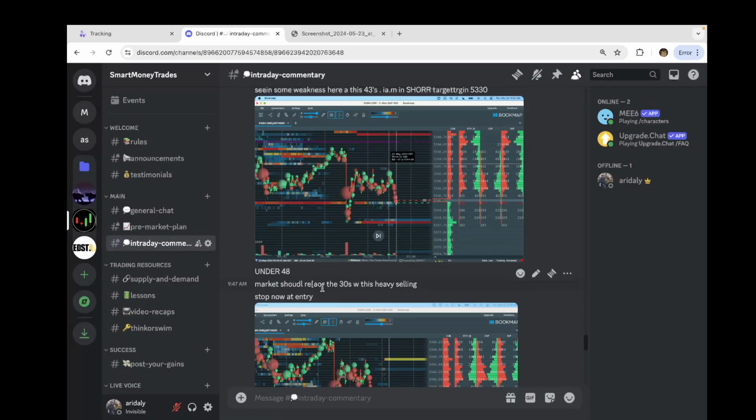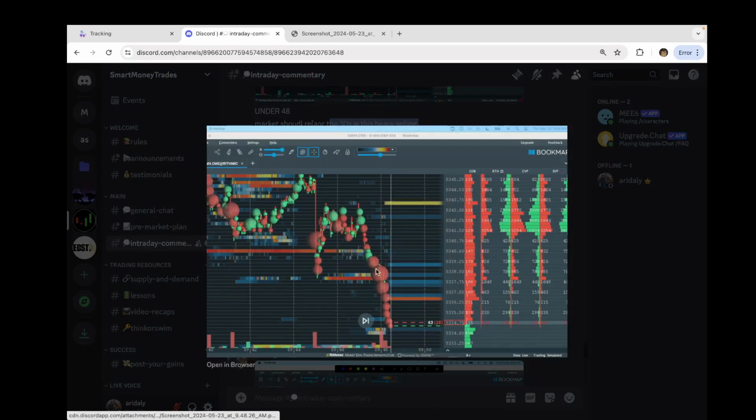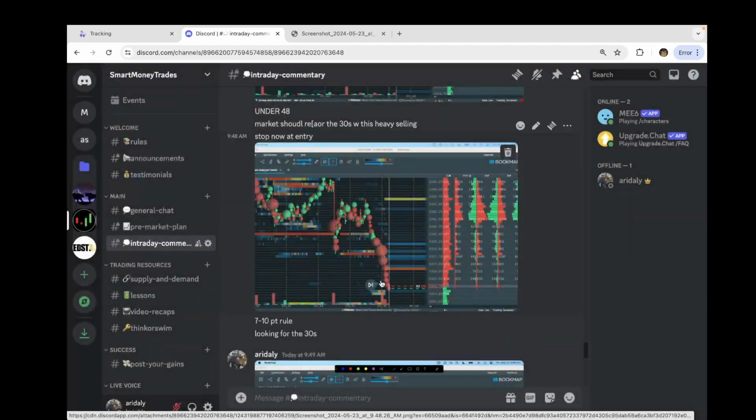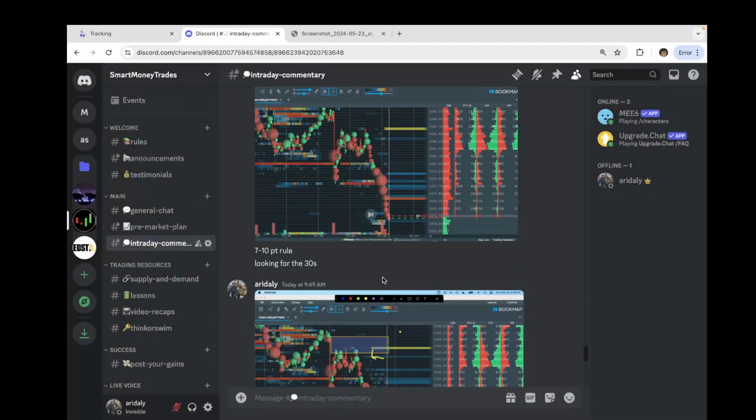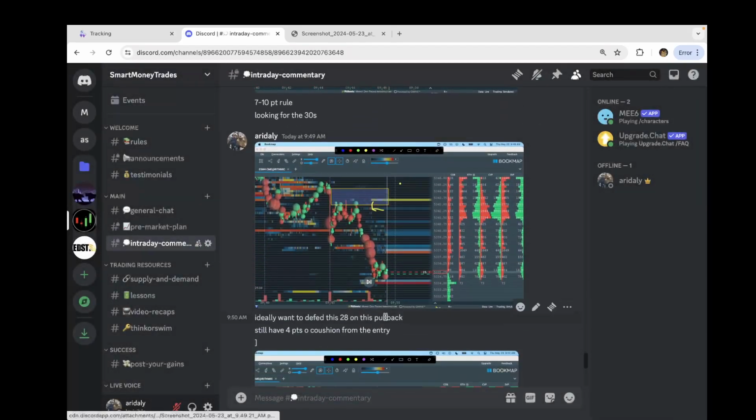Under 4.8, market should repair. I meant to say these 30s with the heavy selling. Once we sold off to manage my risk, 7 to 10 points in my favor, my stop loss became my entry, and I was looking to press it into my 30 target that I showed you guys from the pre-market plan. Look at this. Look how aggressive that selling was. We ended up pulling back, and I meant to say, I'm typing super fast. I don't have time to type super slow during this. I'm just trying to get my thoughts out, so there's a lot of typos, my bad.